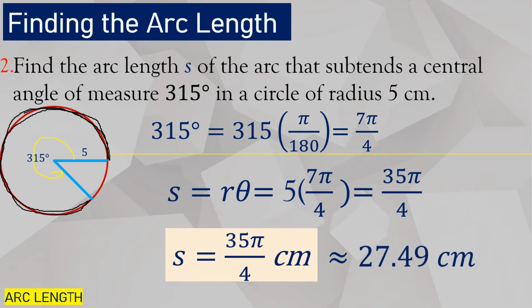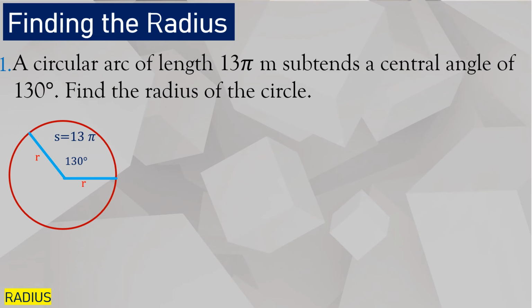So, ang ibig sabihin, ang haba nito, arc na binuo ng angle na yan, ay approximately 27.49 centimeters. Okay? Okay, our next example. A circular arc of length 13 pi meters subtends a central angle of 130 degrees.